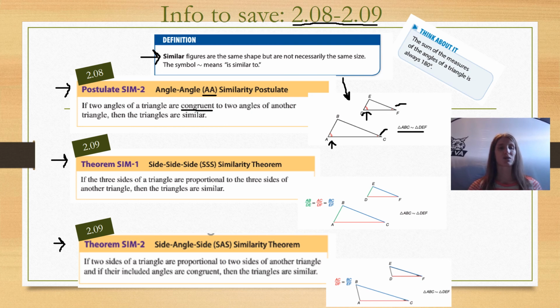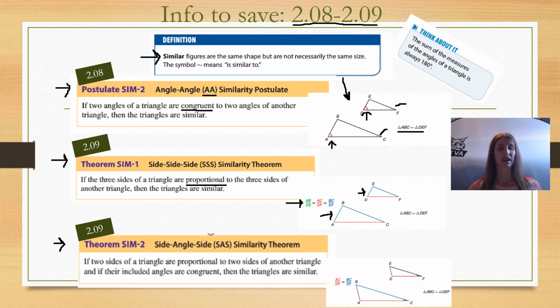Down here, this word proportional means that these sides can match up and we can write proportions using them. We highlighted them in different colors. Here you see the green AB, and it corresponds with this DE. We can write that as a ratio. And the same thing goes for AC and DF and BC and EF.